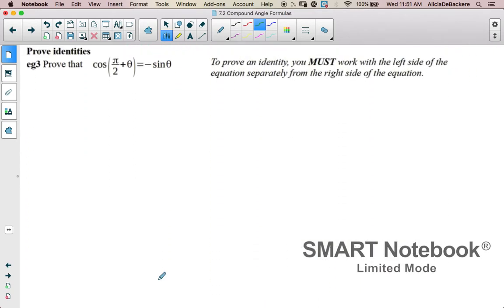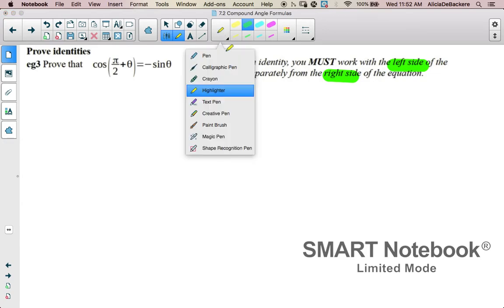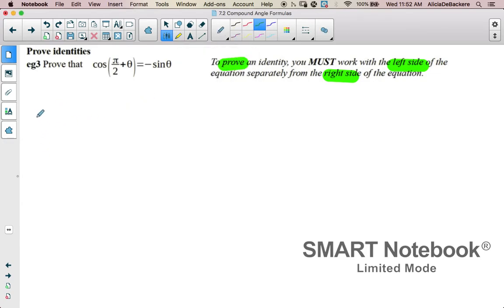All right, the next one, we're going to prove identities. So an identity is true for all values of theta. When you're proving an identity, it's really important that you don't move back and forth across the equal sign. I can't add and subtract things back and forth or multiply, divide. To prove an identity, every time I'm seeing that word prove in my instruction, I have to separate the left side and the right side and work with them separately. So that's what I'm going to do first in my solution.